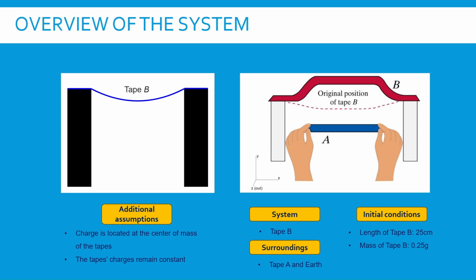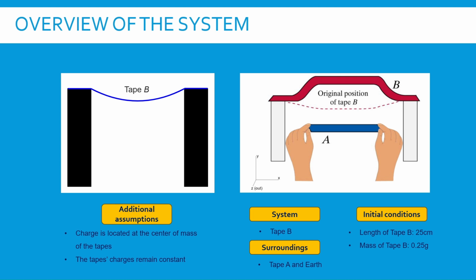An overview of the system of the experiment is that we have a tape we're going to call B laying on top of two columns, and when we approach it with tape A, tape B is going to be floating as shown in the second picture. Some additional assumptions are that the charge is located at the center of mass of the tapes, that the charge remains constant, and that both tape A and tape B have the same charge. The system is tape B, while the surroundings are tape A and the Earth, since these are both acting on our system.